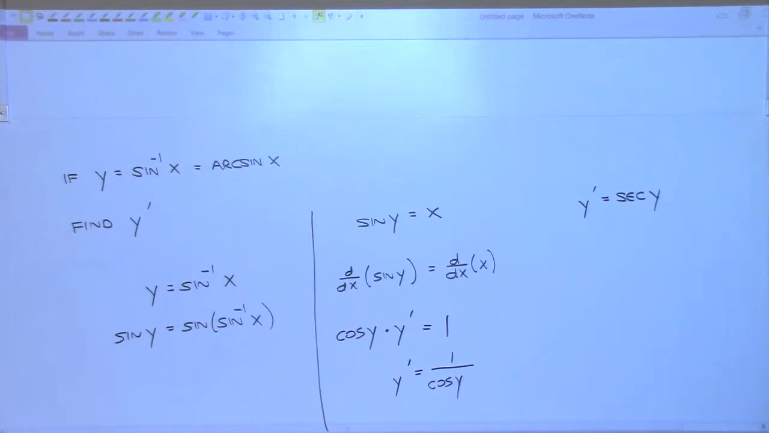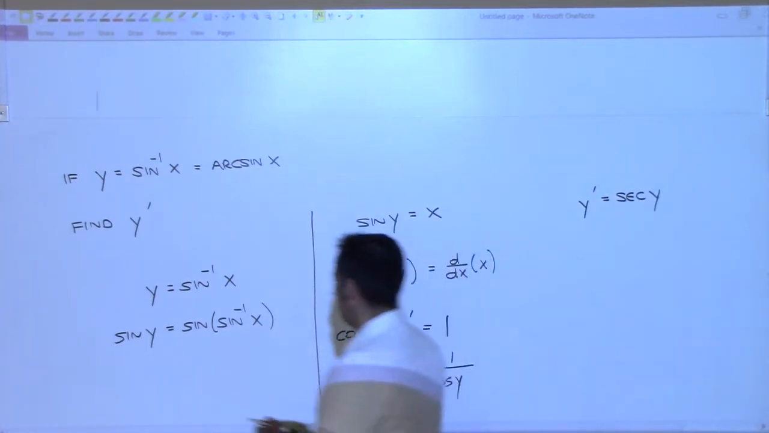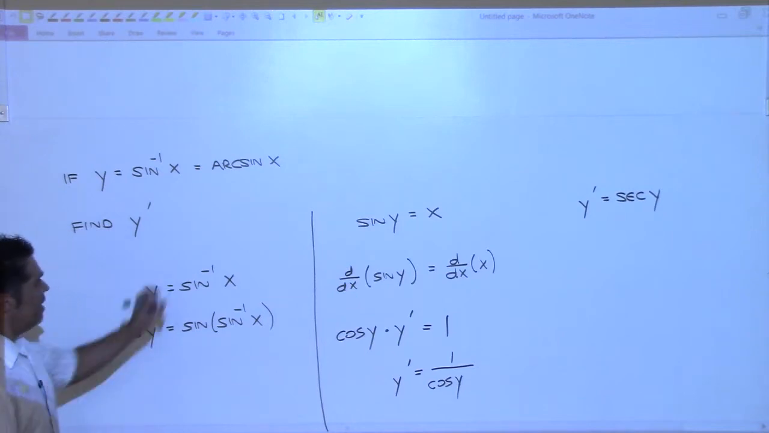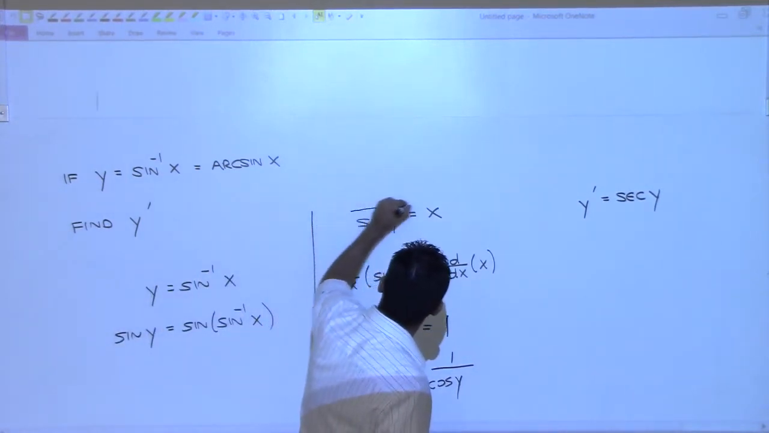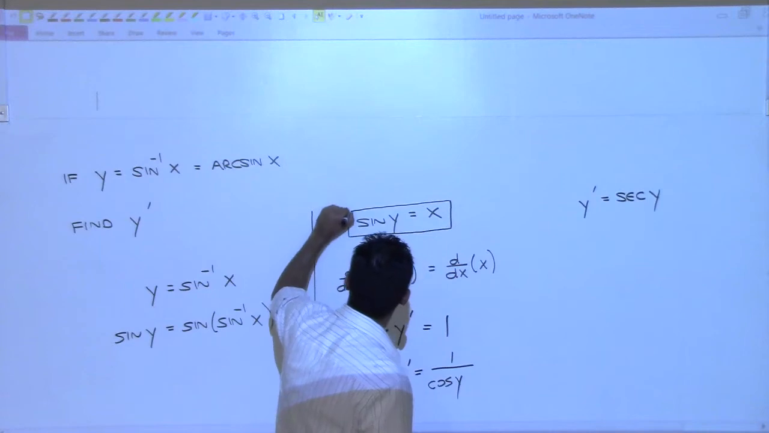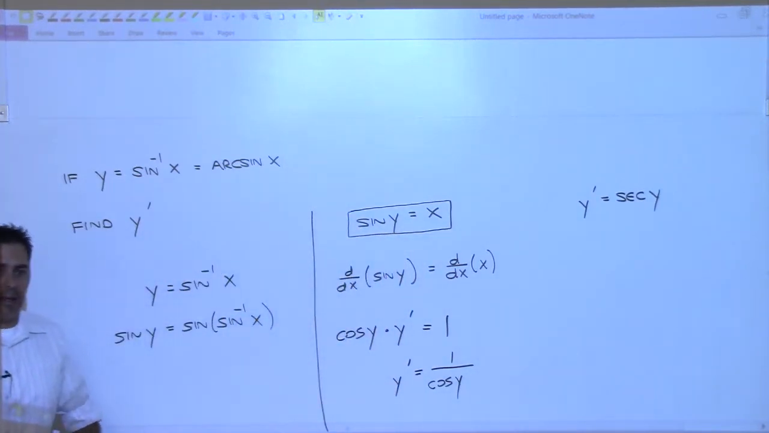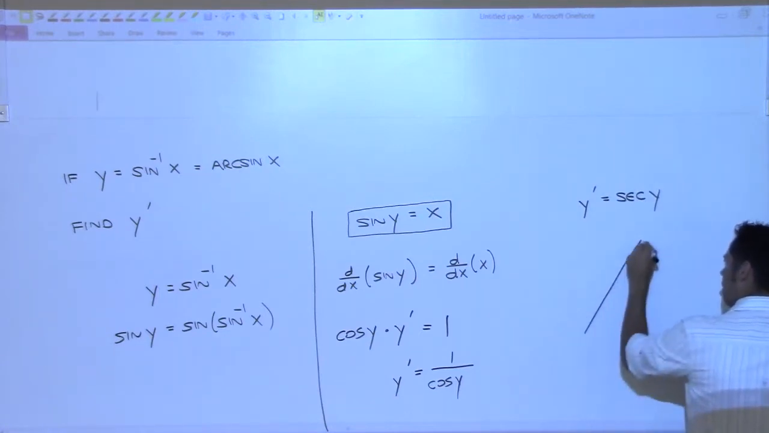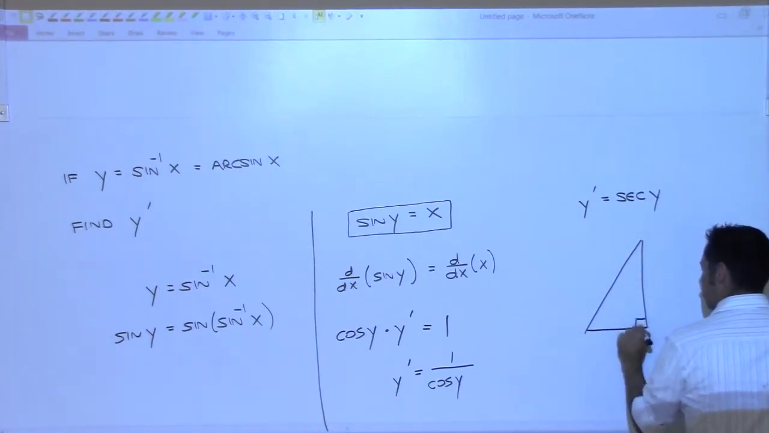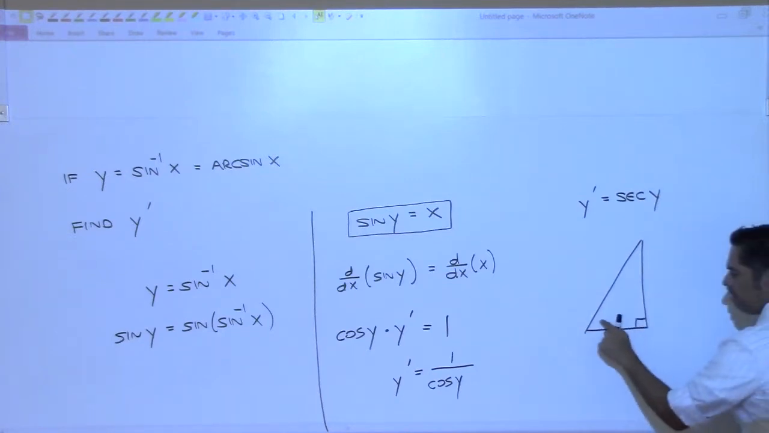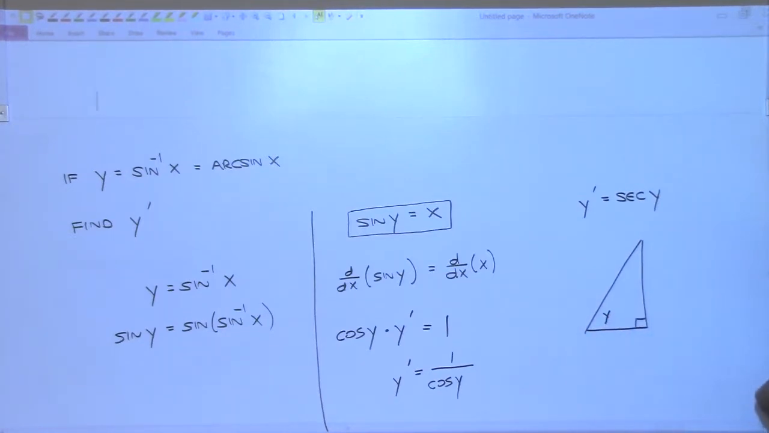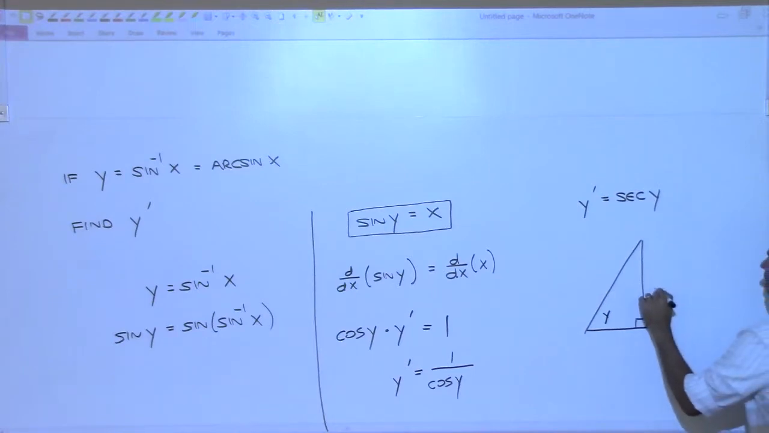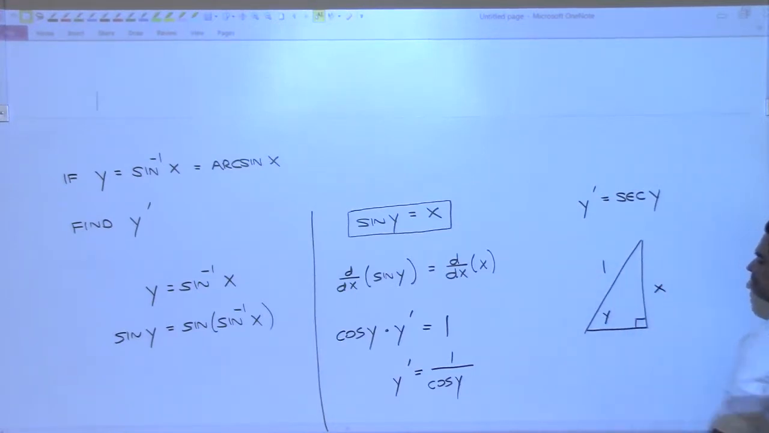So check this out. I'm going to go back and do something right now. Oh, here it is, right here. You see that equation right there? That equation tells me a whole lot of information. I'm about to draw something for you. It's a right triangle, okay? I'm going to call this angle right here y. And then I'm going to put x here and 1 here.